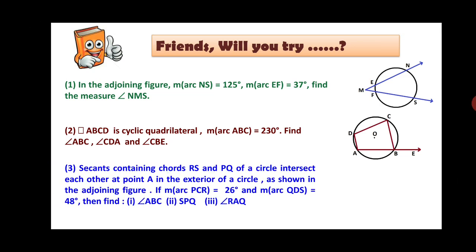Third, chords RS and PQ of a circle intersect each other at point A in the exterior region, as shown in the figure. Measurement of arc PCR is 26 and measurement of arc QDS is 48. Then find angle ABC, angle SPQ, angle RAQ. Try these three problems.